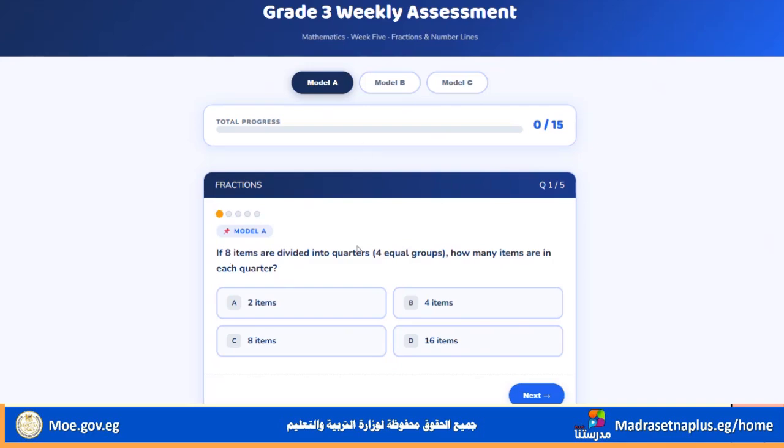8 items, 8 objects, 8 boxes, 8 anything around you. 8 items are divided into 4 groups. How many items are in each group? 8 into 4, 8 divided by 4. This is the meaning of this problem. 8 divided by 4 equals 2.